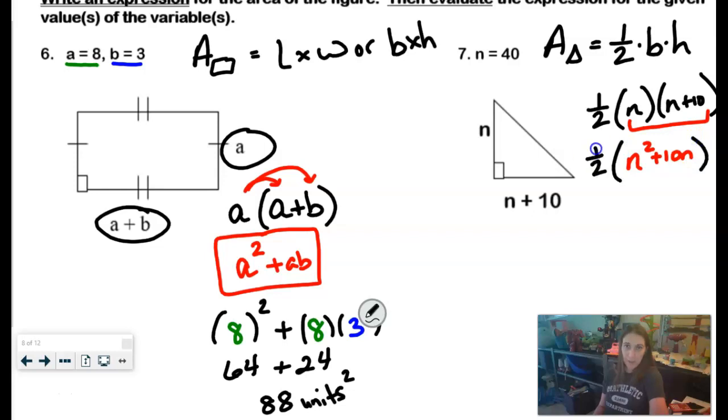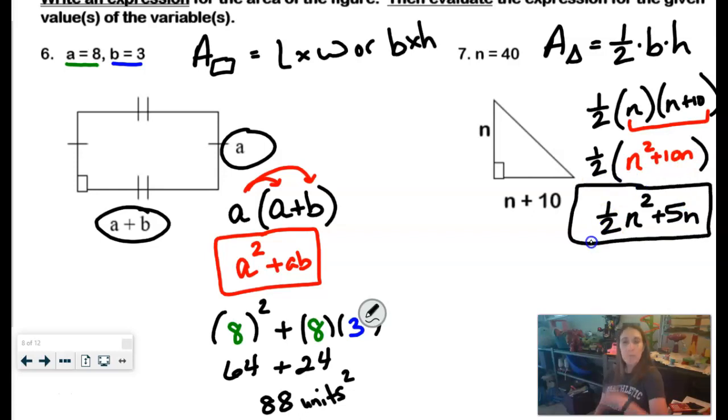We find that when kids try to multiply three things at once, they over multiply, and then they get it all screwed up. All right, so we got 1/2 n squared plus, now if you do 1/2 times 10, that'll become a 5n. So here's the expression in polynomial form. And they do want me to go through and evaluate if n equals 40. So again, parentheses, parentheses, 1/2. Oh man, this is going to be tough for my brain today. 40 squared plus 5 times 40.